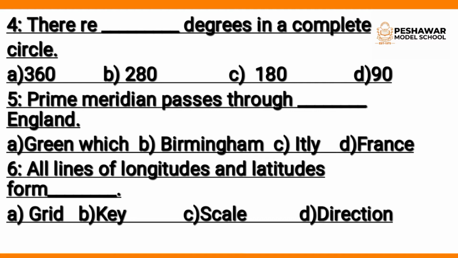Number 5: the prime meridian passes through blank, England. The prime meridian passes through Greenwich. The options are Greenwich, Birmingham, Italy, France. The correct one is Greenwich. Number 6: all lines of longitude and latitude form blank. Options are grid, key, scale and direction. The correct one is grid.